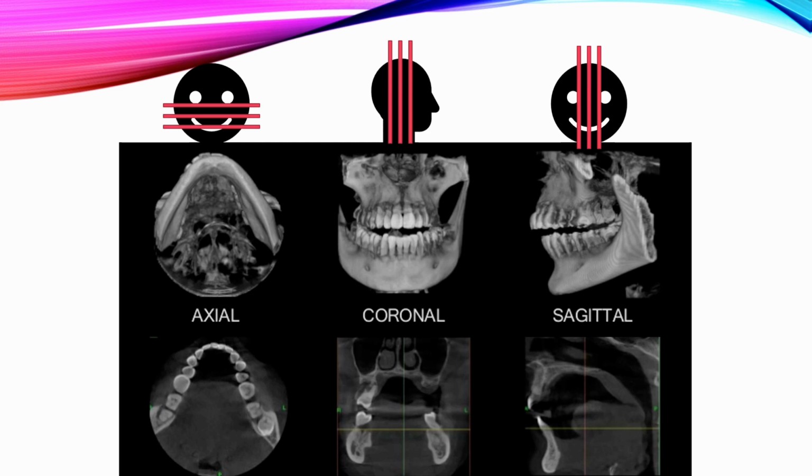The axial portion takes images from below, starting at the chin and working up to the top. The coronal portion starts from the back of the head and works around to the front of the face. The sagittal starts from side to side, moving from one ear to the next. They are all pieced together to give us that perfect 3D image.